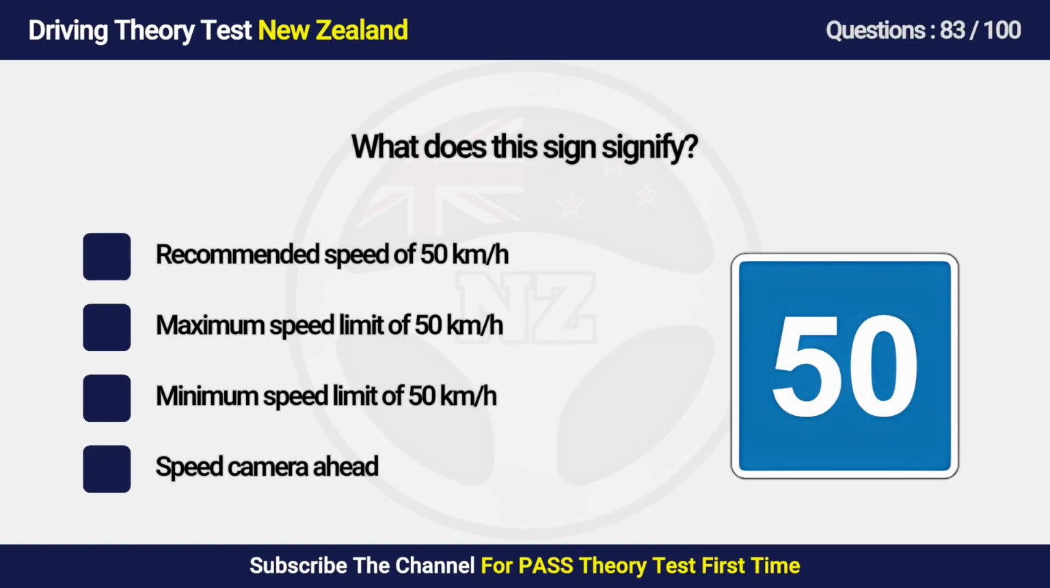Question 83. What does this sign signify? A. Recommended speed of 50 km per hour. B. Maximum speed limit of 50 km per hour. C. Minimum speed limit of 50 km per hour. D. Speed camera ahead.